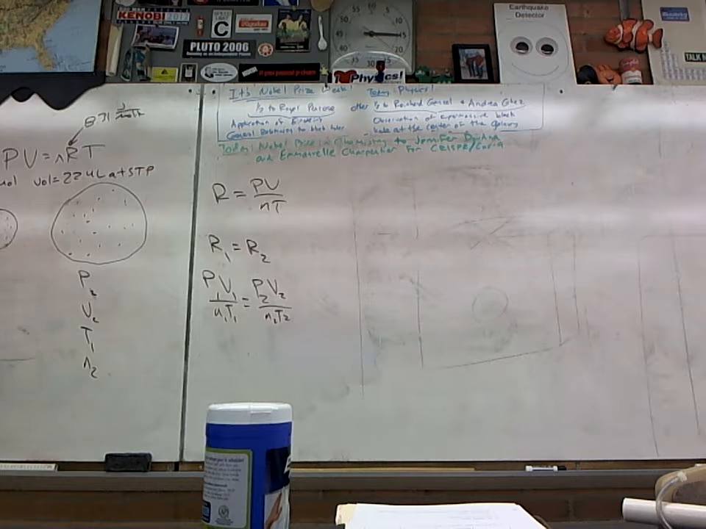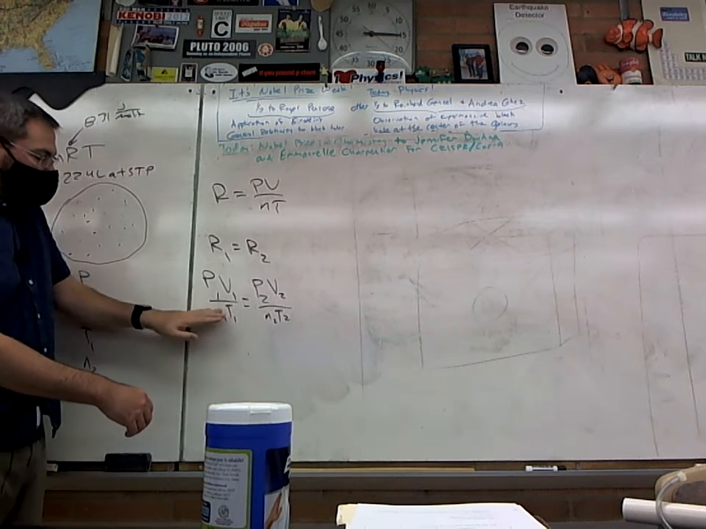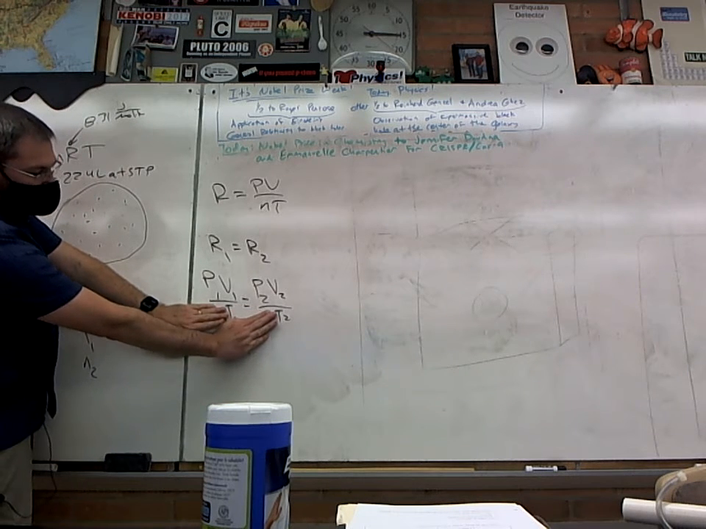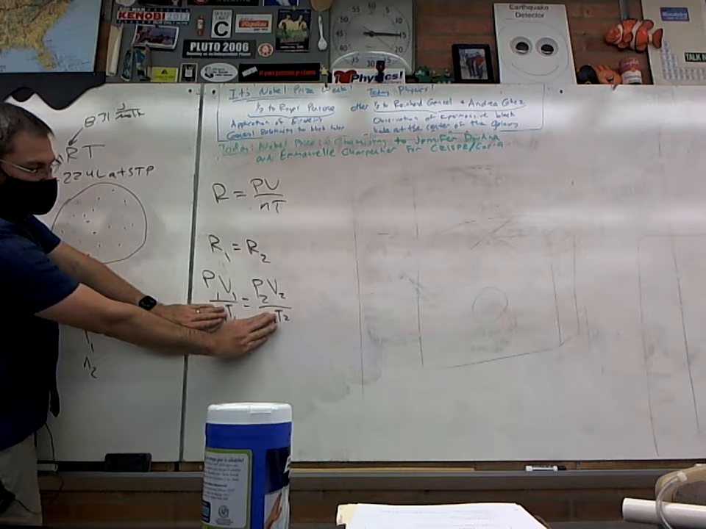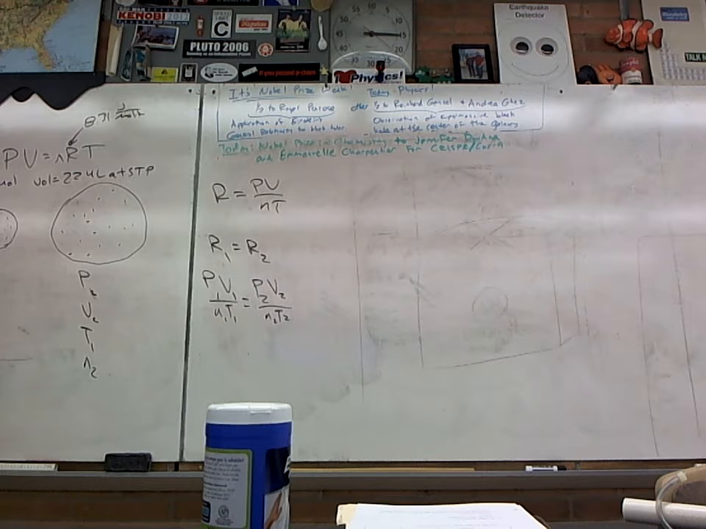A lot of times some things don't change. If this is a sealed container, the number of moles of gas does not change. So in this equation, if N1 and N2 are the same, then you get the equation P1 V1 over T1 is equal to P2 V2 over T2. That's a gas law called the combined gas law, which sometimes you would memorize or have to know as the combined gas law.